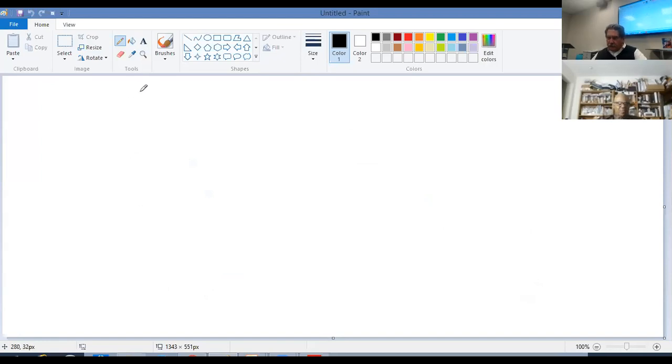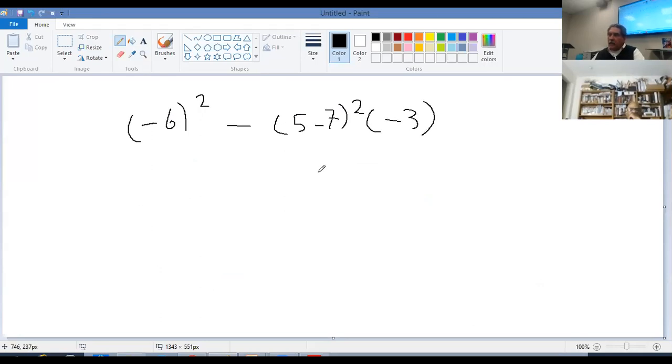We have (minus 6) to the power of 2 minus (5 minus 7) to the power of 2 times minus 3. Okay? Remember, this here is plus minus 1. I can put the number 1 here. It makes no difference. I just put this 1 here to make it easier for you. 1 times any number is that number itself.